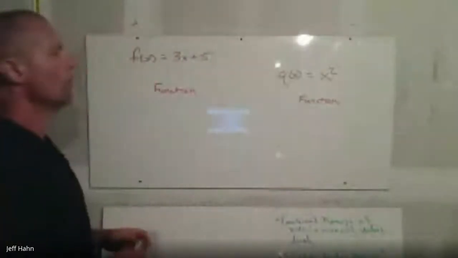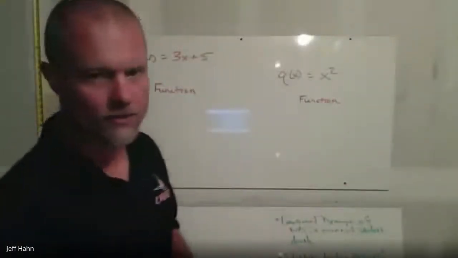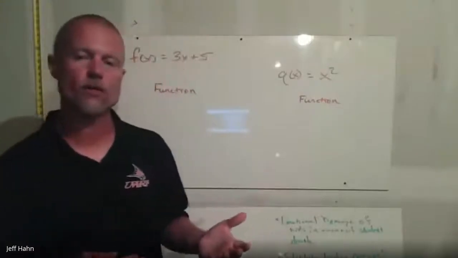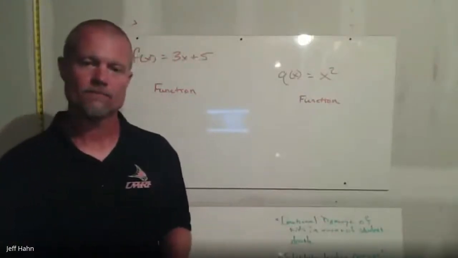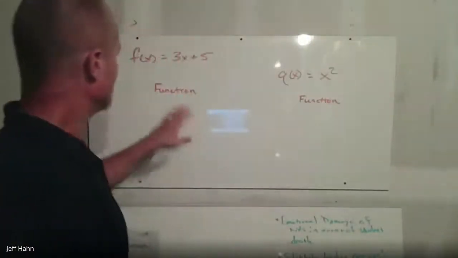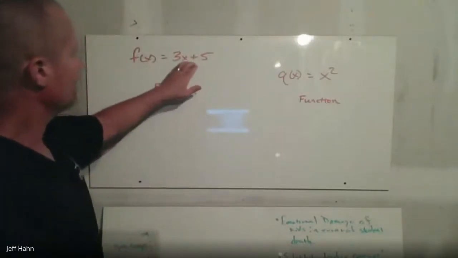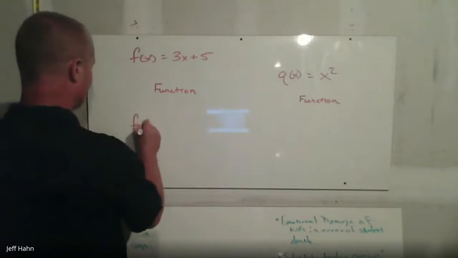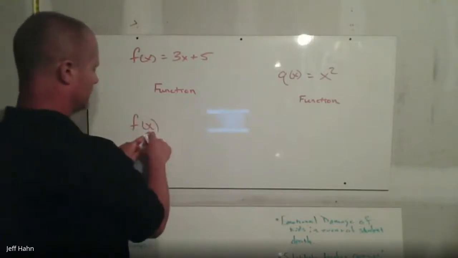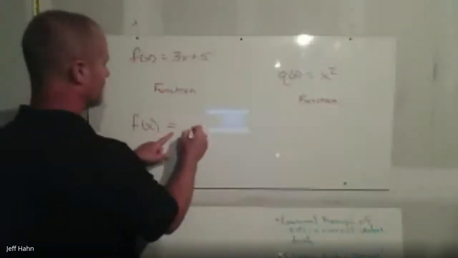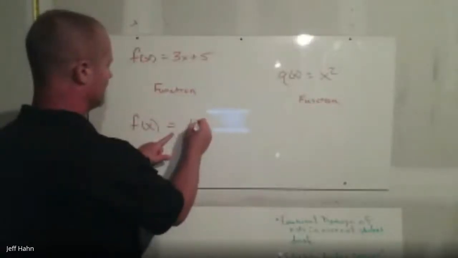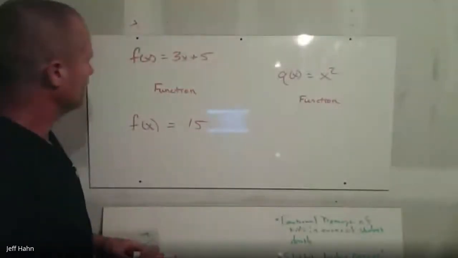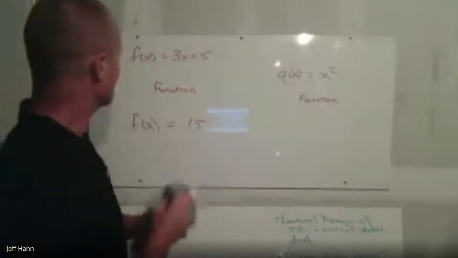All right, but now let's talk about, could I go another step and call one of these a one-to-one function? Can I call one a one-to-one function or not? Well, let's see. This guy, let's say I have an output. Let's say I have f of x, the output. I don't know the input, but I can see the output was 15.